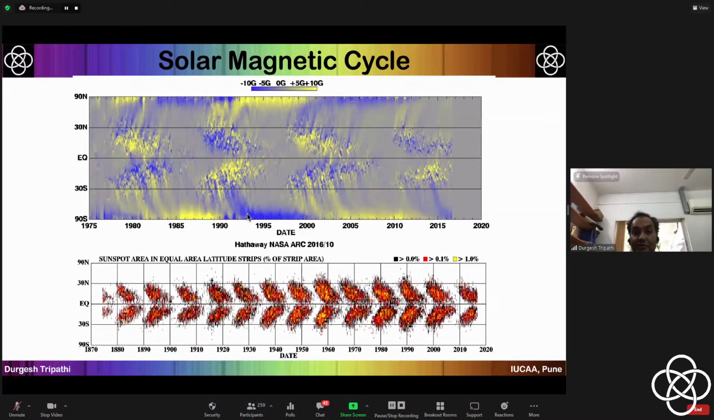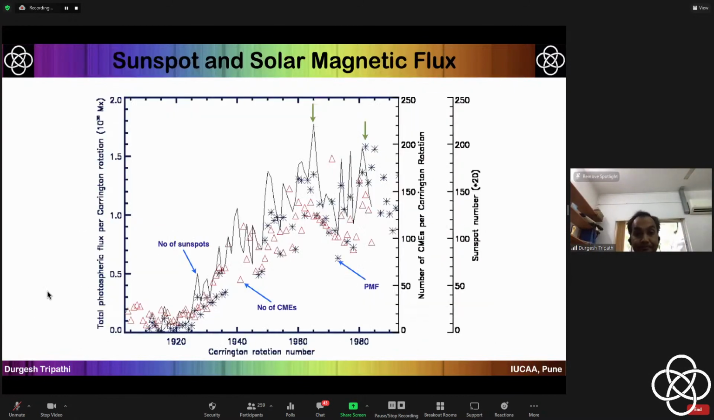Now the blue migrates towards the pole in the south, and yellow migrates towards the pole in the north, right? And then the cycle continues, okay? And that is what is called the solar magnetic cycle. The magnetic cycle changes in 22 years, because we call it a cycle when you start and get back to the same polarity. So it changes in 11 years, and then in another 11 years, it just goes back to the same polarity. And that's what is called the solar magnetic cycle.